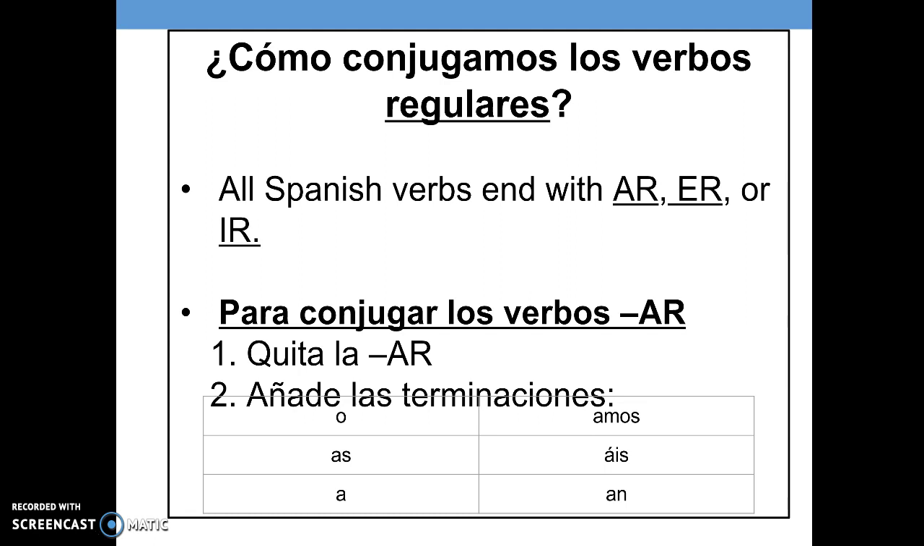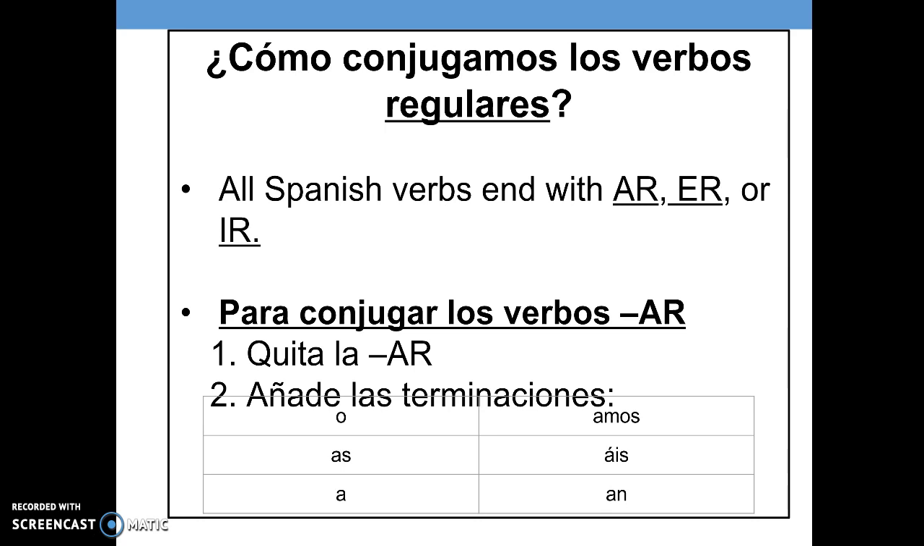Now, let's get on to how we conjugate los verbos regulares. Remember that all Spanish verbs end with AR, ER, or IR. And to conjugate regular AR verbs, you first need to get rid of the AR. In Spanish, we say that quita la AR. And then add the endings, añade las terminaciones. The endings for regular AR verbs in Spanish that need to be written in the box at the bottom of page 1 are o, as, a, amos, áis, an.